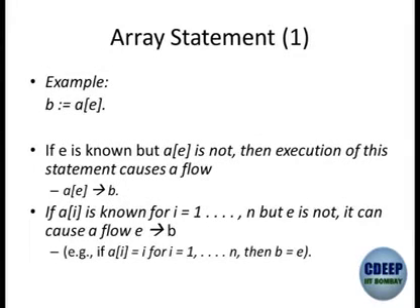And so now if you consider simply an array statement, for example, B equal to A of E, if A is known but A of E is not, then execution of this statement causes a flow, that is A of E flowing to B. What does that mean? If A is known for I equal to 1 to n, but you don't know E, it can cause a flow from E to B. For example, if A of I is equal to I for all I, then I would say B equal to E.